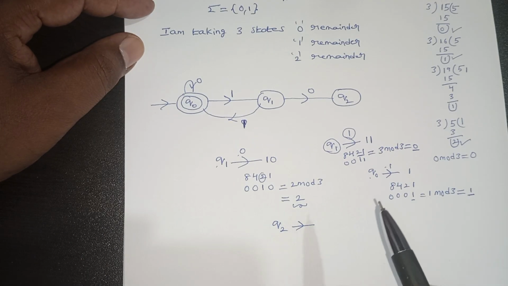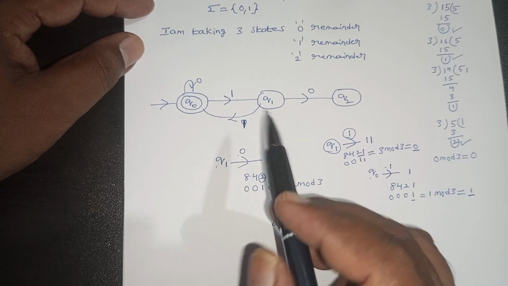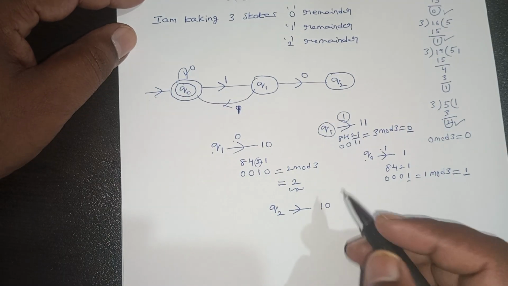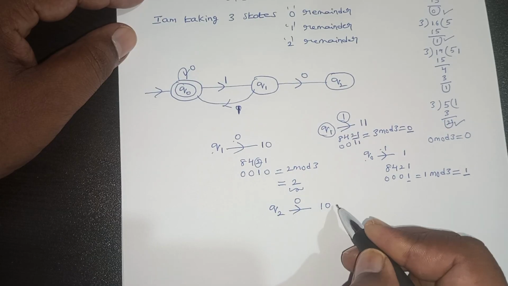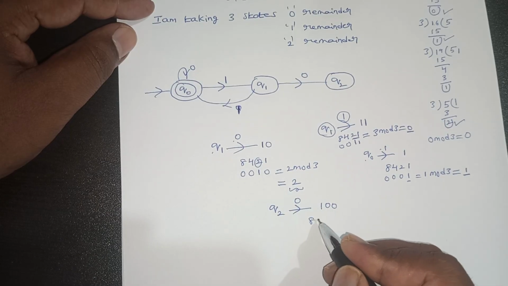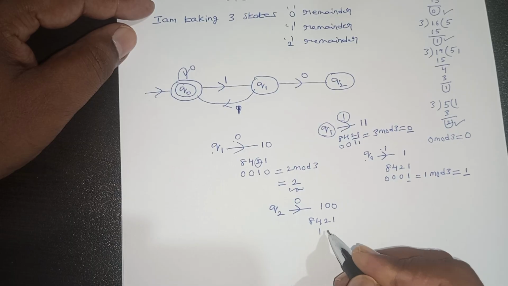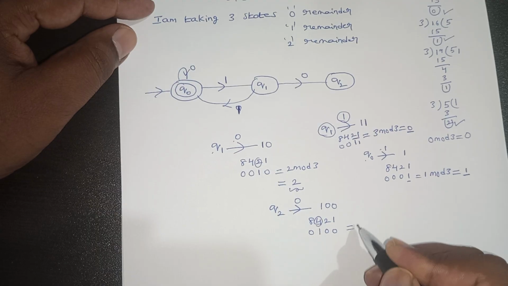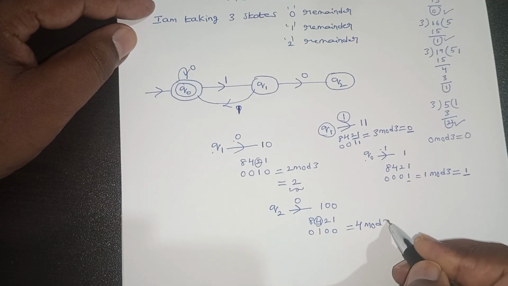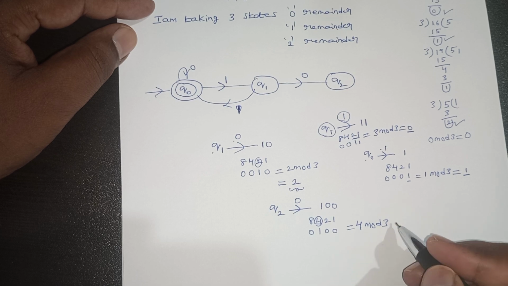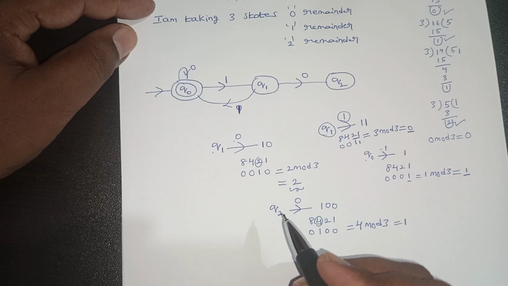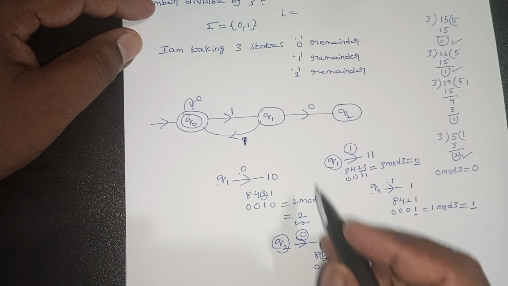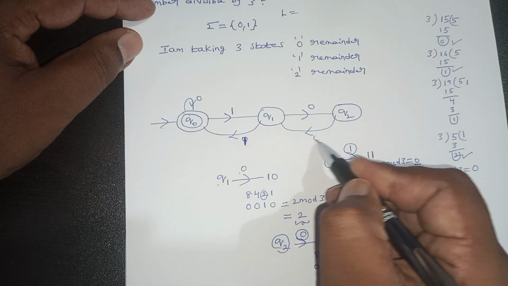Now write the path: how do I reach Q2 from the start state? So 1 0. Write the first path 1 0. Then for Q2 on 0, write 0 here. Apply the code 8 4 2 1: 1 0 0 0. What is the value? 4, which is 4 mod 3. So 3 ones are 3, 4 minus 3, remainder equal to 1. It means Q2 on 0, I have to go to Q1.